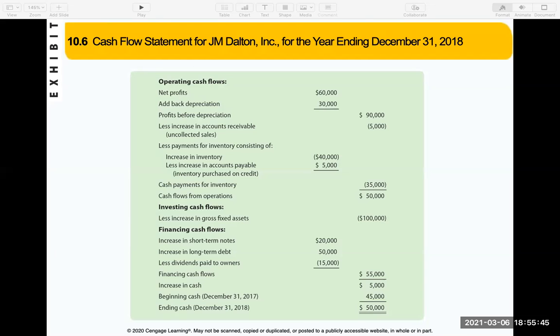Okay, so it's really just showing us in each and every activity where our money is coming and going, and how we should make decisions from there.